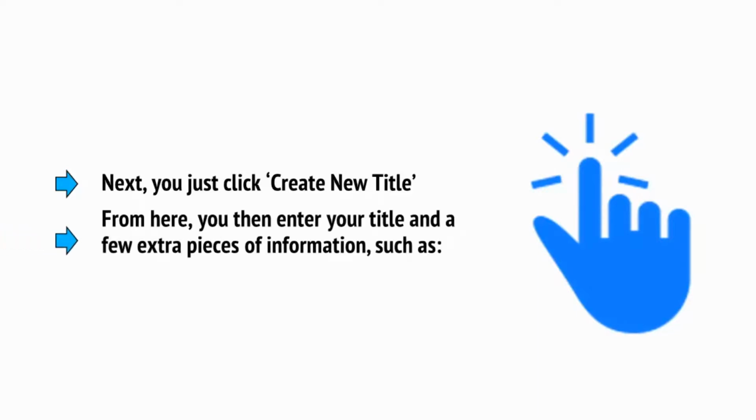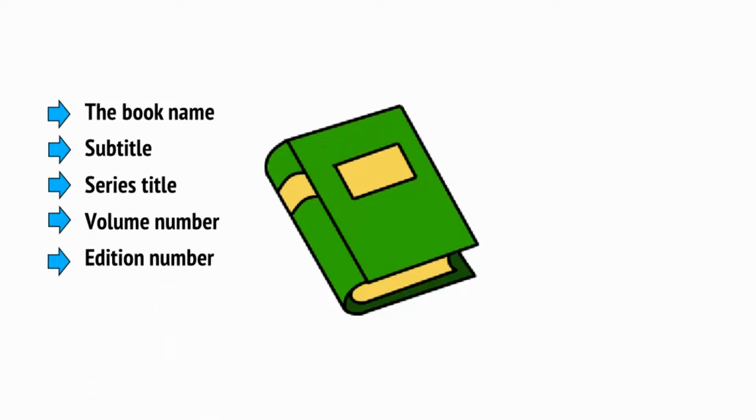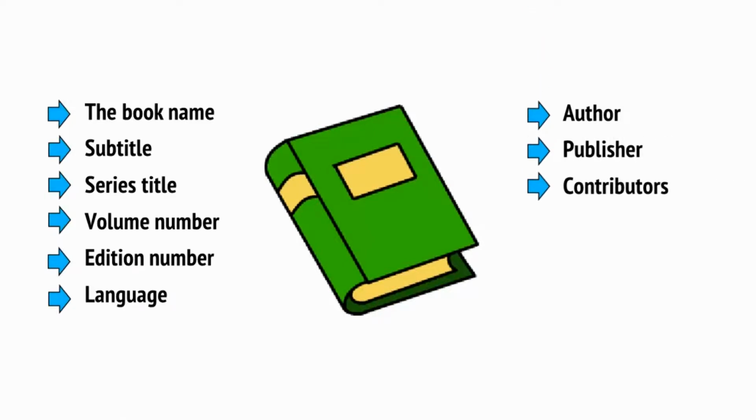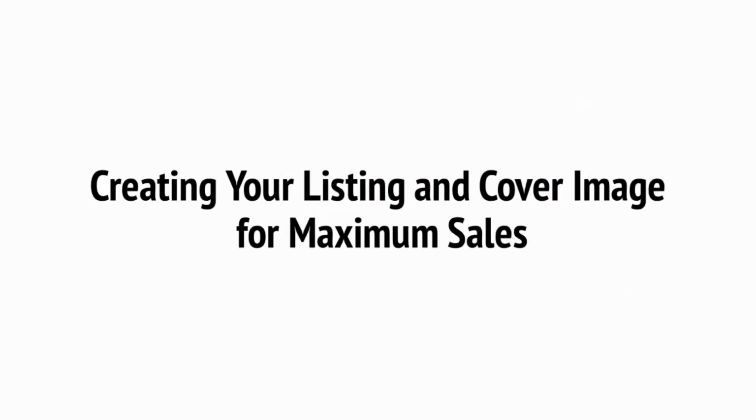From here, you enter your title and a few extra pieces of information such as the book name, subtitle, series title, volume number, edition number, language, author, publisher, contributors, ISBN if you've purchased one, categories, and publishing rights. Don't check that your book is in the public domain or you'll waive your copyright. Now comes creating your listing and cover image for maximum sales. Now most of this is self-explanatory.